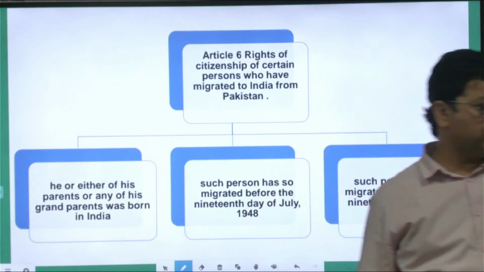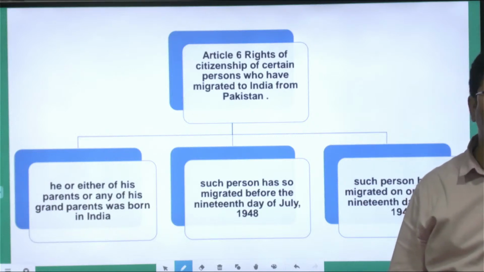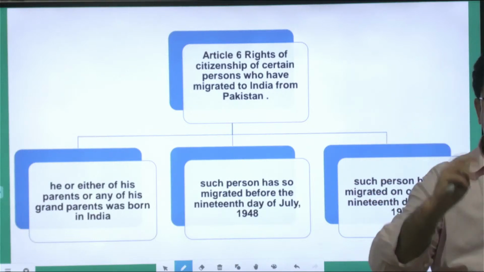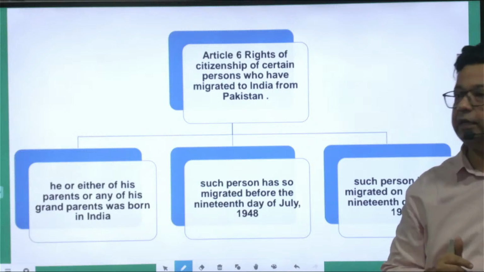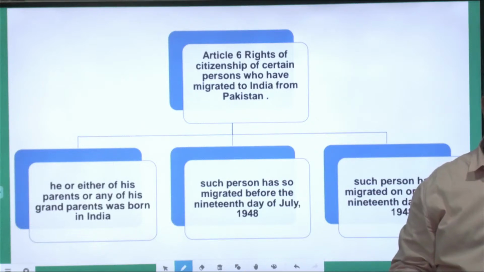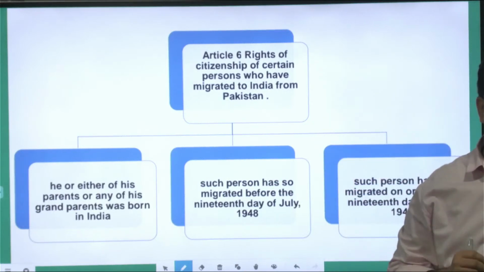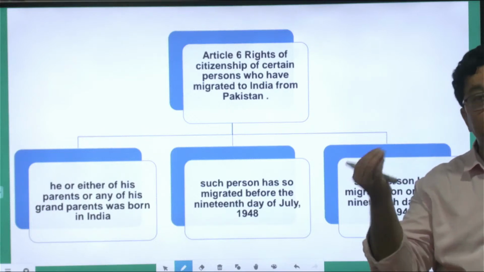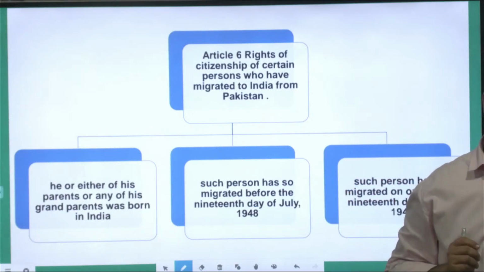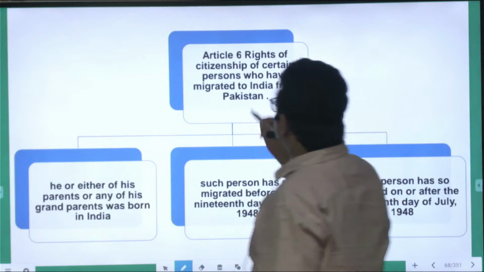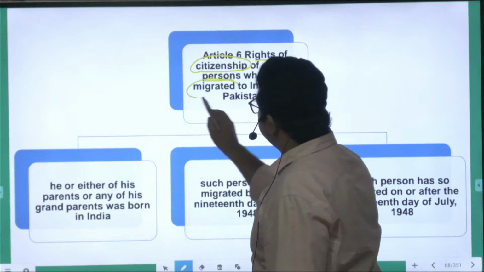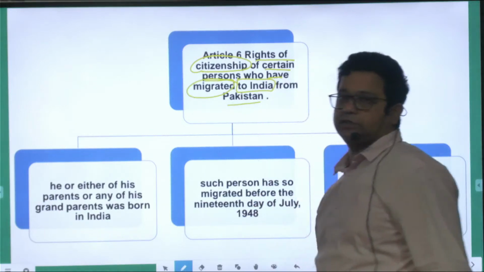So what is Article 6 of the Constitution talking about? It is talking about the persons who have migrated to India from Pakistan, because 1947 was the partition. After partition, someone may have gone to Pakistan and now wants to come back to India. So what about those who have migrated to India from Pakistan? That is dealt with by Article 6. Am I clear? So Article 6 says: rights of citizenship of certain persons who have migrated to India from Pakistan.